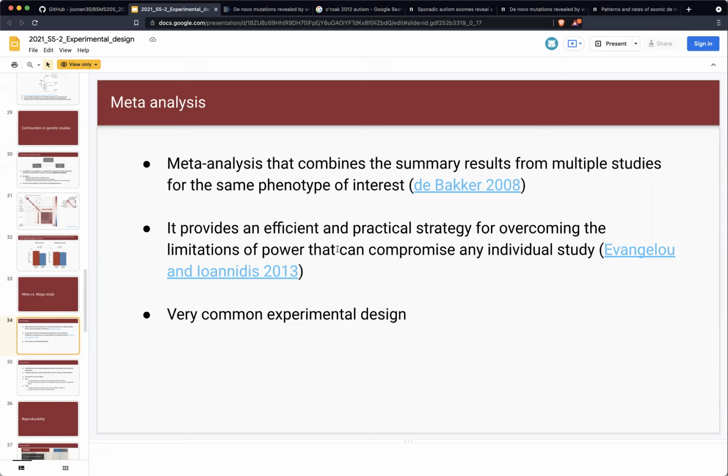Then you recalculate the significance and odds ratio, then see whether this gene is associated with the disorder or not. The reason is that more samples give you more confidence, right? So that's why meta-analysis is one of the simple things you can try in your data set, right?